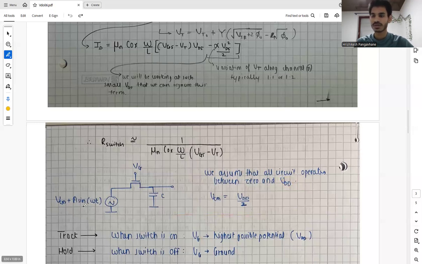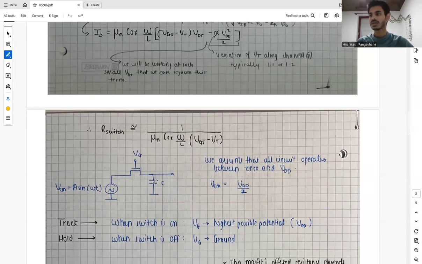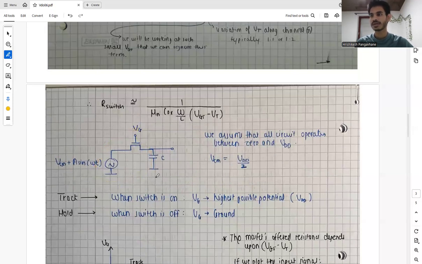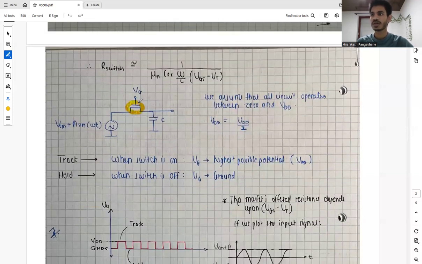So our input is also basically VCM plus Vn, where Vn is A sin omega t. Again, we are aware of this circuit. We are just using the MOSFET as a switch over here. When we are in the track phase, which is when the switch is on, our VG is connected to the highest possible potential of that circuit, which is VDD. And when the switch is off, it is connected to ground.